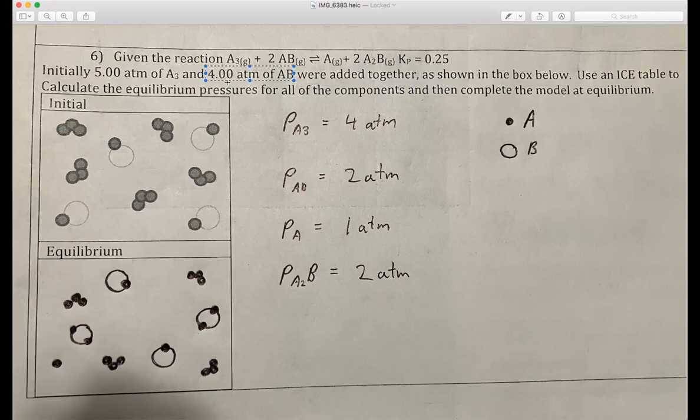This starts at four of AB, and there's four of these guys. All right, so I use that to model my picture. Only thing is I switched to these amounts. So I got A3, I got four of those. I got four here. And AB is two atm, so that is this one, the open circle with one dot on it. PA is one atm, the only one of those, so that's this lone guy out here. And then the last one, I got two of those. All right, that's it.